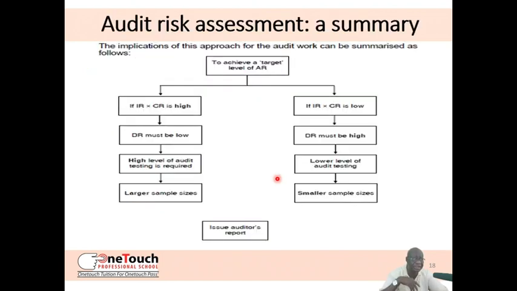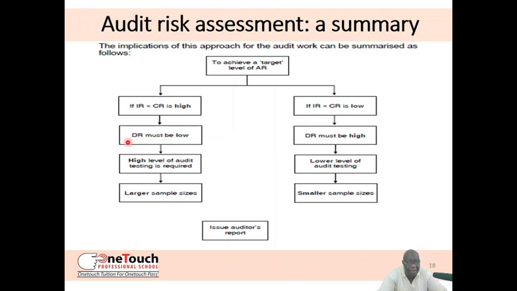Let's go to audit risk assessments. Summary, that's audit risk assessments. You could see that you have to achieve a larger level of audit. That is, if inherent risk times control risk is high, then detection risk must be low. What they are saying here is that if inherent risk in the operations of the organization is, let's say, high, and the control risk is also high, then you must reduce your substantive risk.